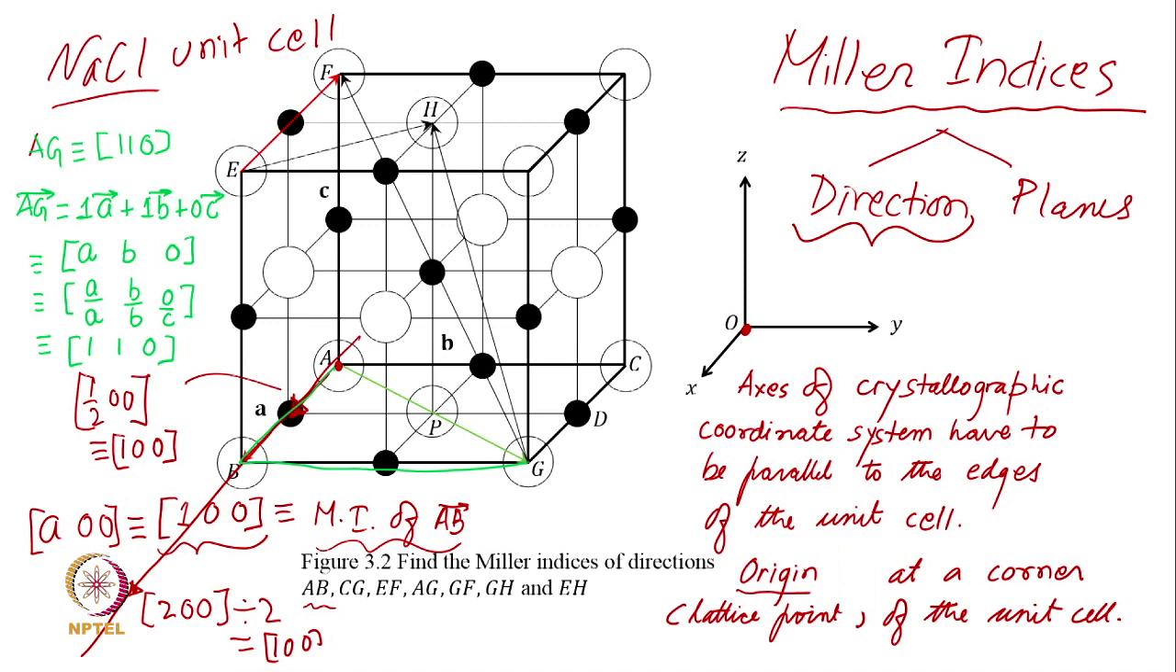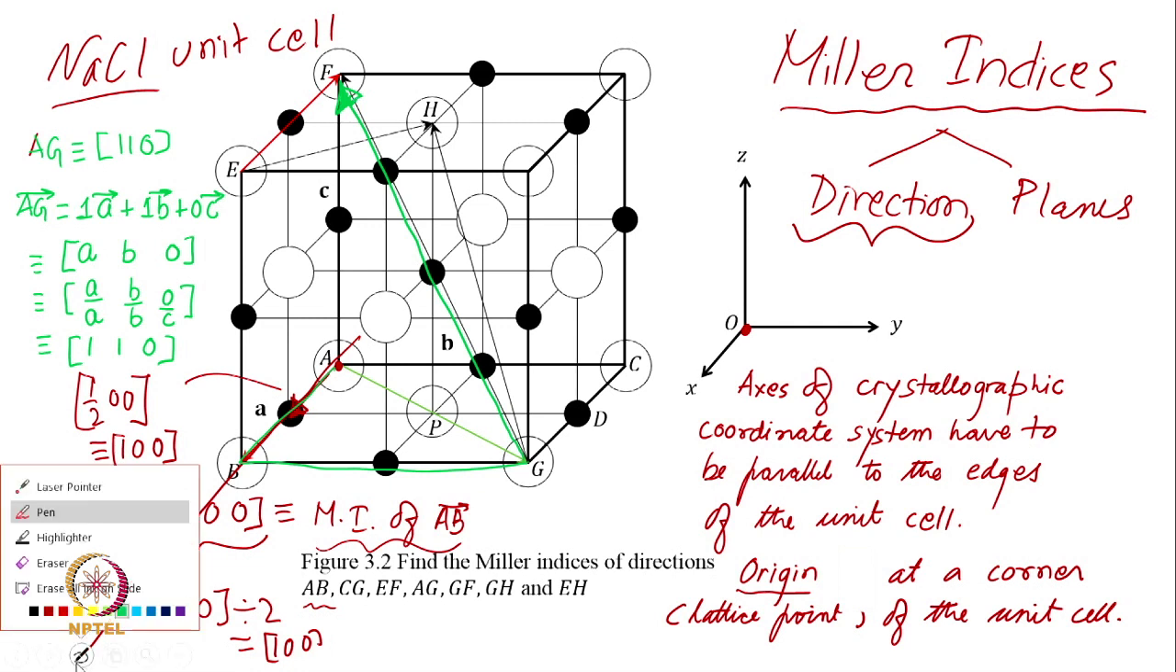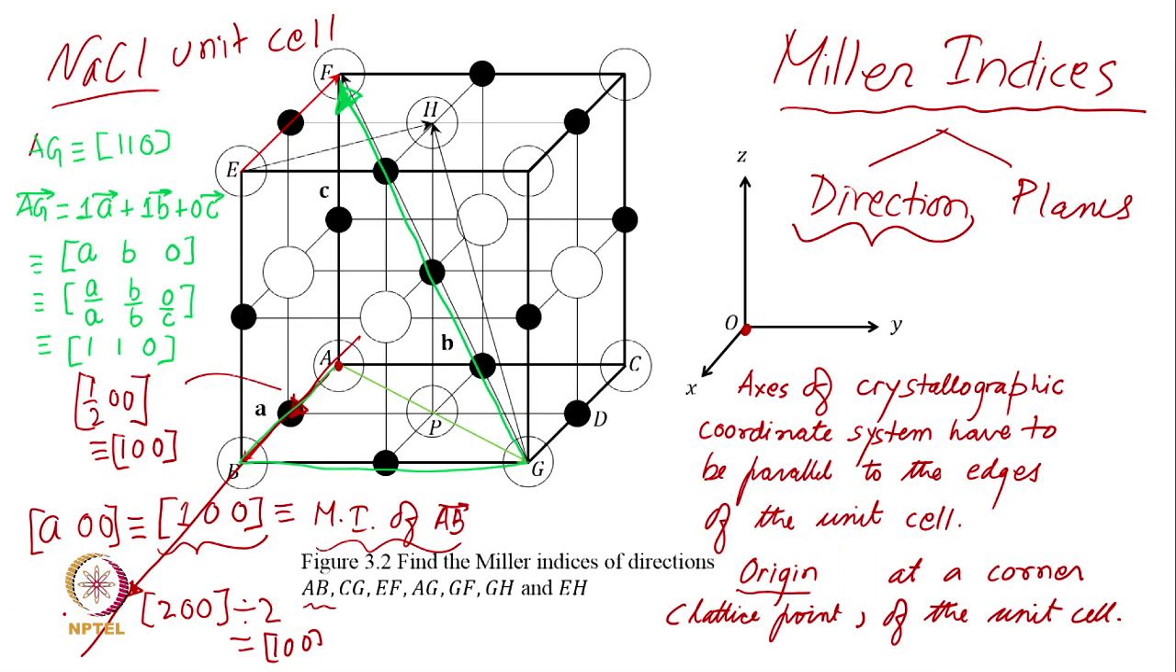Which one should we do now? GF. What is GF? So, what is your chosen origin now? So, it is nice to choose the origin here now. We were working with A because we were having AB and AG, but now we have GF.